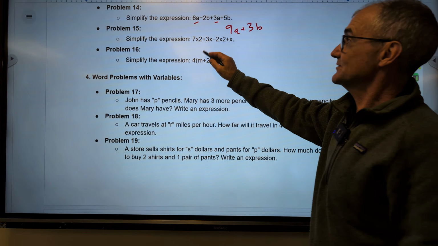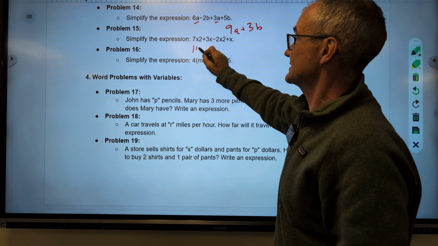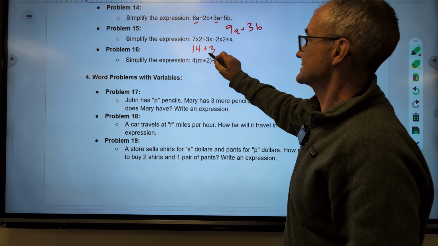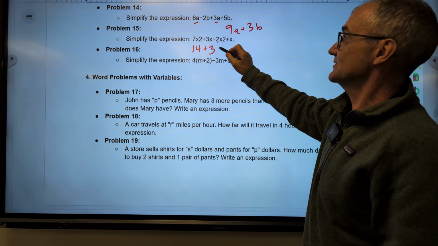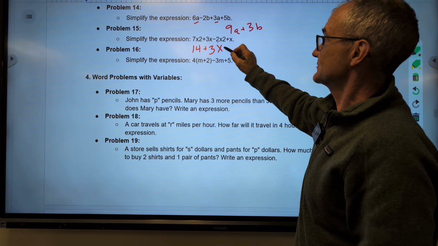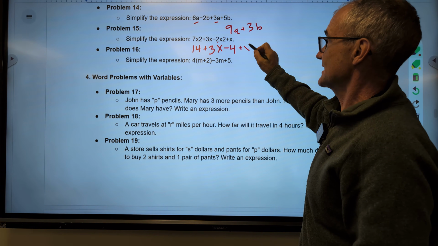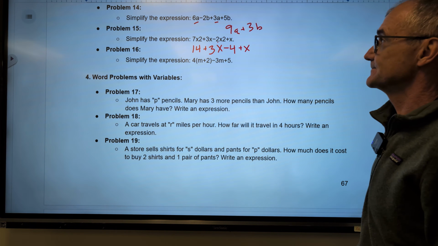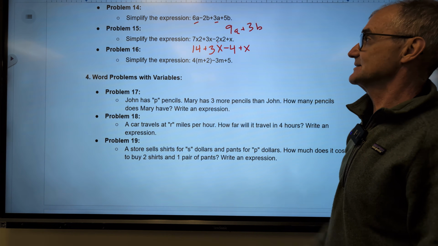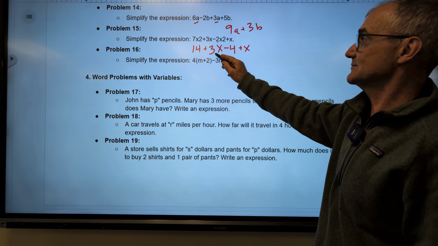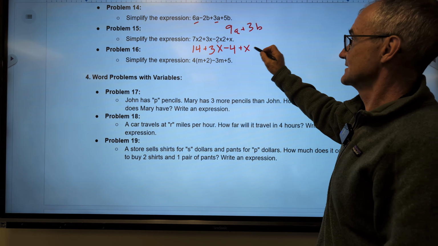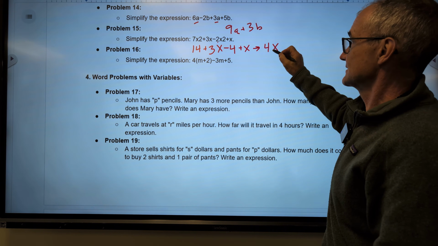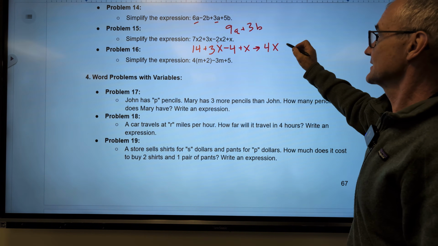7 times 2, let's get these together, 14 plus 3x minus 2 times 2, 3x minus 4 plus x. All right, so I multiply those together. Negative times a positive is a negative. Now I'm going to combine similar terms. 3x and x is 4x. 14 minus 4 is 10.